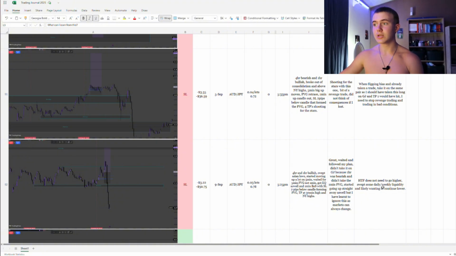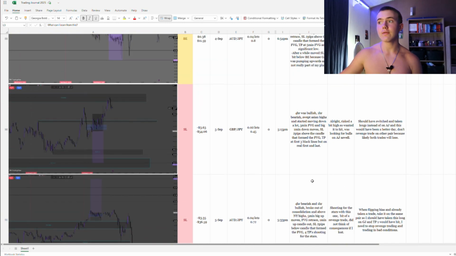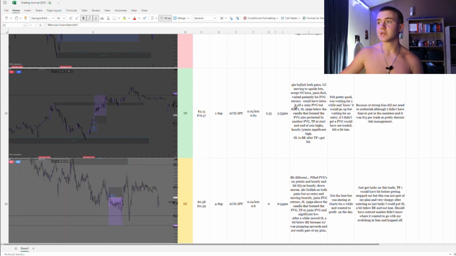High time frame does not need to go higher. Swept some daily/weekly liquidity and likely wanting to continue lower. So that's why I lost that trade. And every trade you can learn something. So from this win, let's see, because of strong bias, did not need to under risk, although I didn't have time to put in the numbers, and it was $15 per trade, so pretty decent risk management.